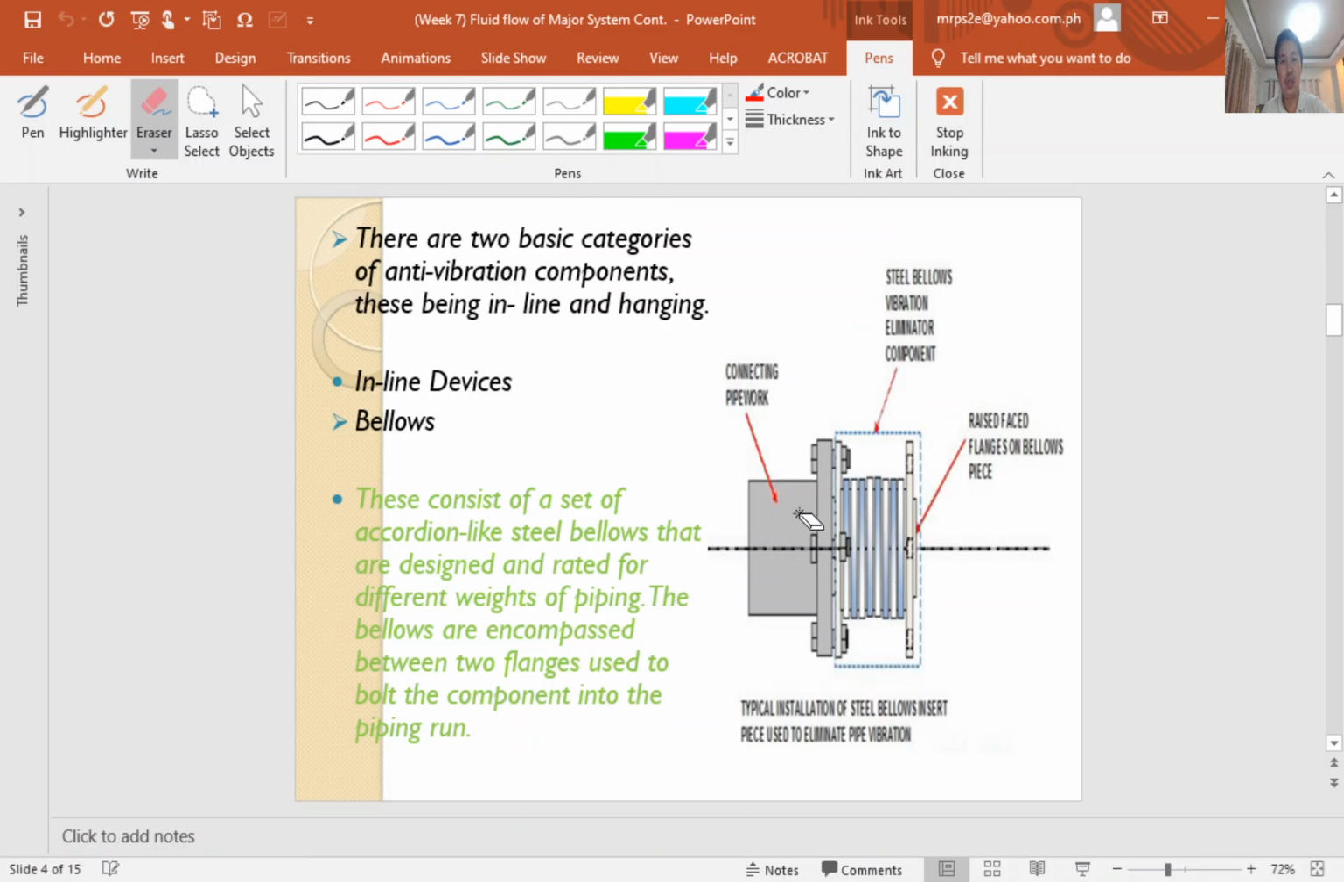So these are inline devices because you see the pipework to the left side and to the right side is inline, or in a straight line, so this is called an inline device, the bellows.